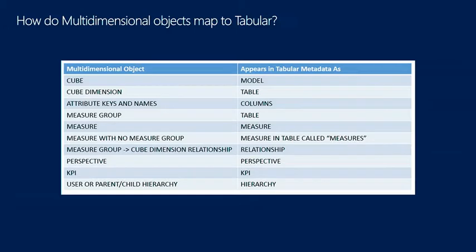In order to be able to provide that abstraction, and because DAX was originally designed for tabular models, there needs a translation that needs to take place, and this is done in the background. And basically, if we look on one side, we've got our multidimensional objects. On the other side, we have our tabular objects. The cube equates to a model. Cube dimension to table, attribute keys and names to columns, measure group to table. And from there on, it's pretty much the same. But in the background, DAX needs this translation in order to work. Manny will show later on how that is actually done.